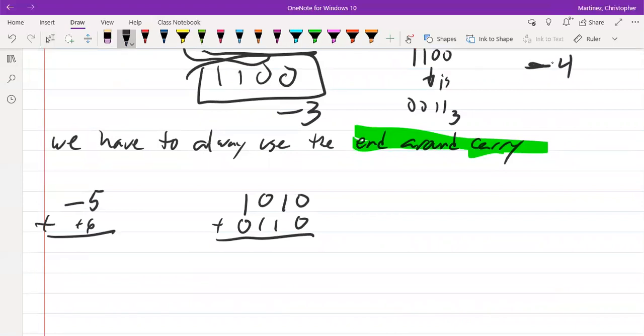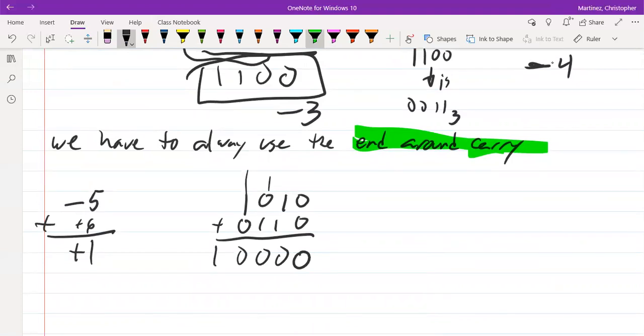So let's do another example. Let's do negative 5 plus 6. What do I want the result to be? I want the result to be 1. So what's 0 plus 0? 0. What's 1 plus 1? 2. What's 1 plus 1? 2. What's 1 plus 1? 2.